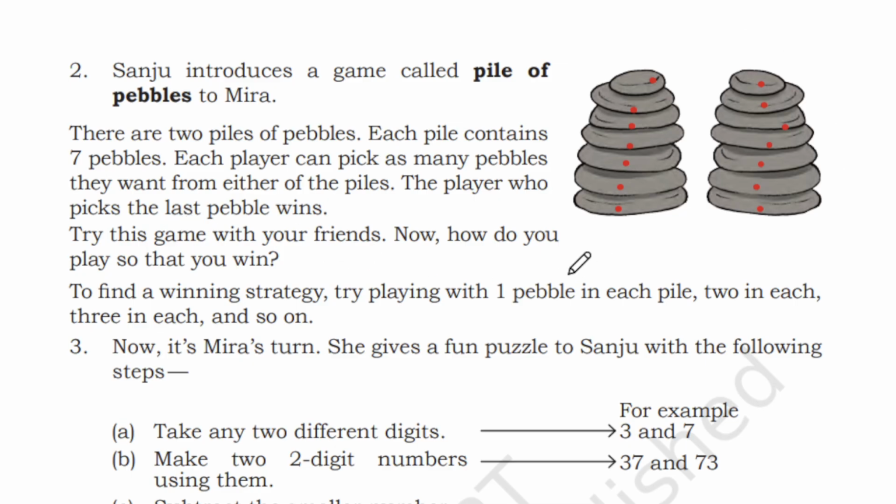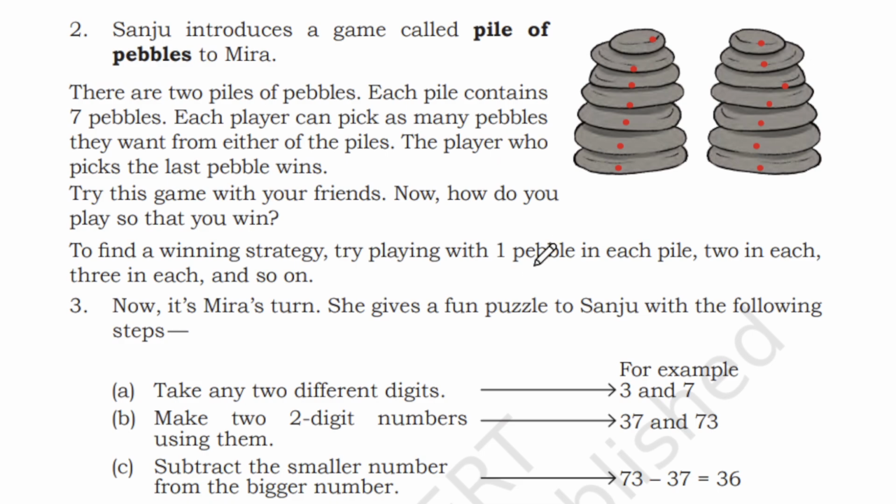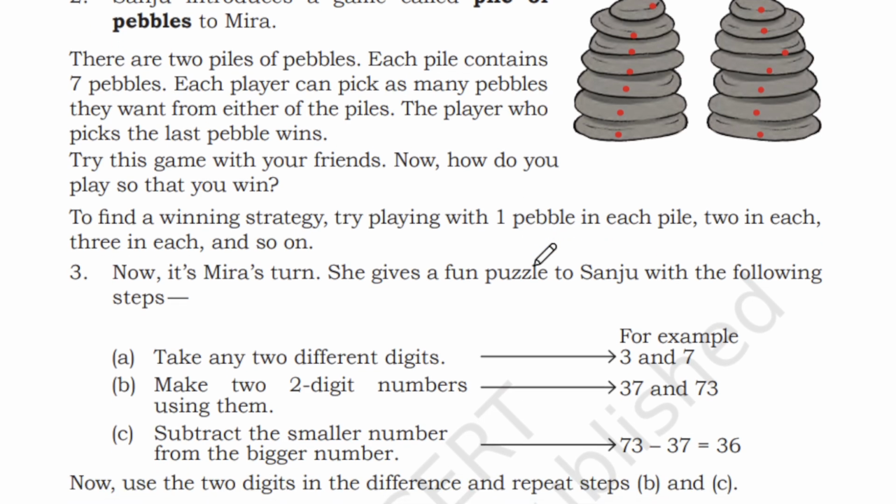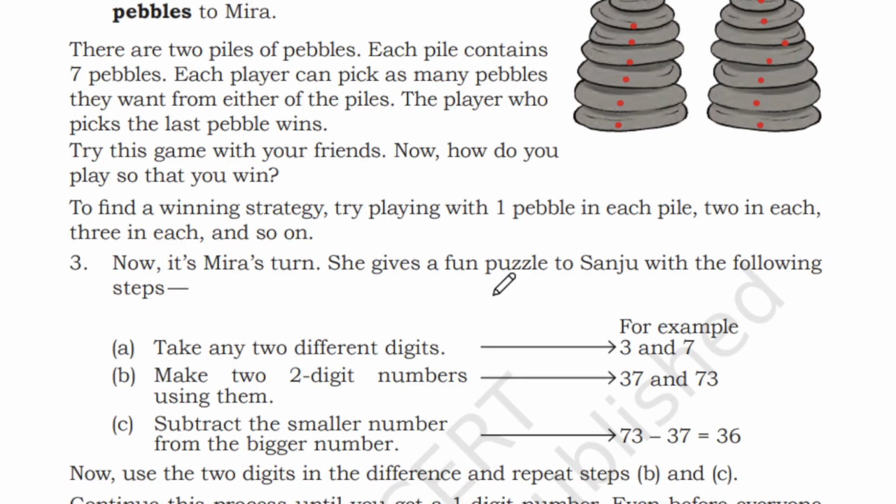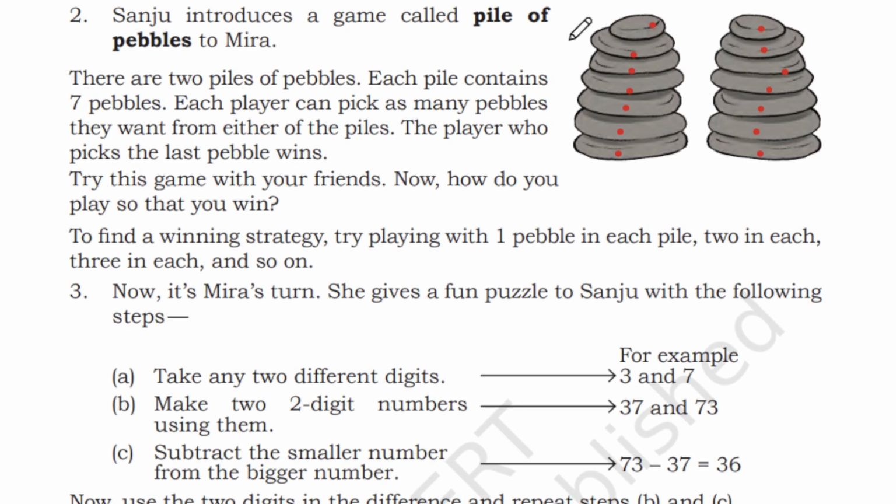So you have to play this game. You can try with your classmates or your nearby friends. Find the winning strategy. Try playing with one pebble in each pile, two in each, three in each, and so on. Now it's Meera's turn. She gives a fun puzzle to Sanju with the following steps. This is a puzzle game you can play with your friends, students.